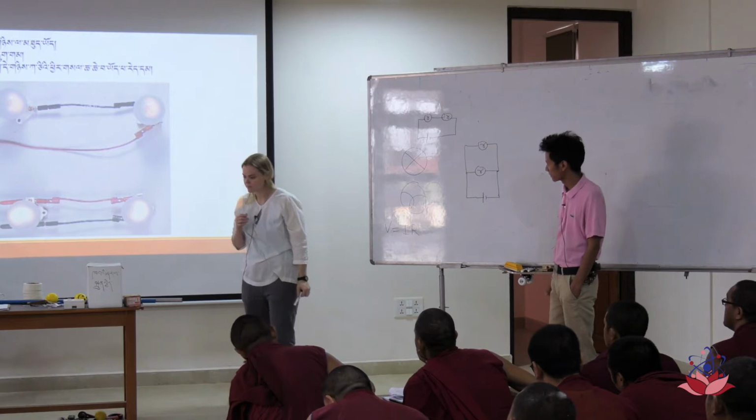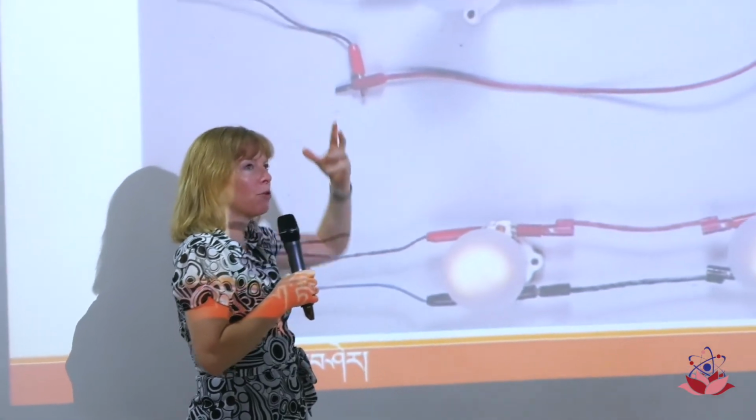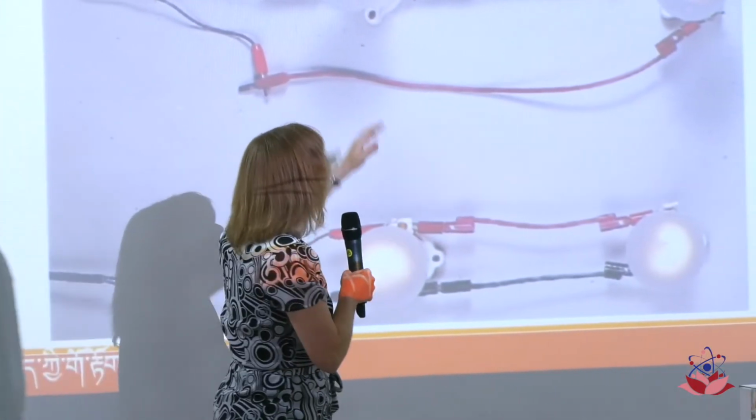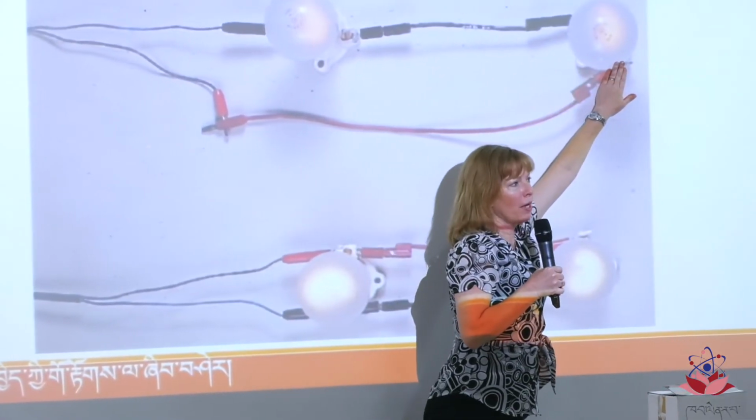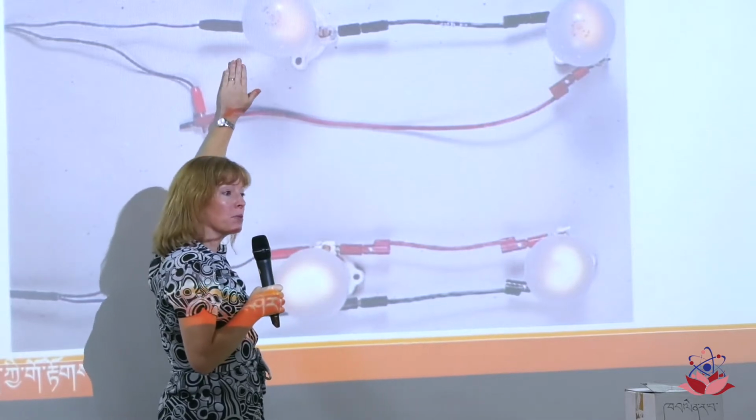So if the charge leaves the battery with 3 volts in its bag, it leaves 1.5 here, 1.5 here, so that it's empty when it comes back.